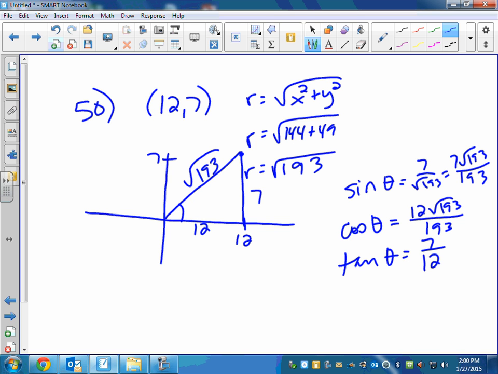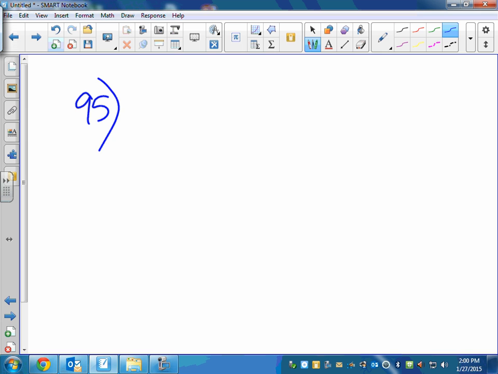Those would definitely be on the calculator part of the test because you have to draw a picture and you have to use your calculator. I guess you don't need a calculator to draw a picture, but you have to do a trig thing. 95 says the angle of elevation to the top of a building from a point 100 meters away from the building on level ground is 78 degrees. Find the height of the building.